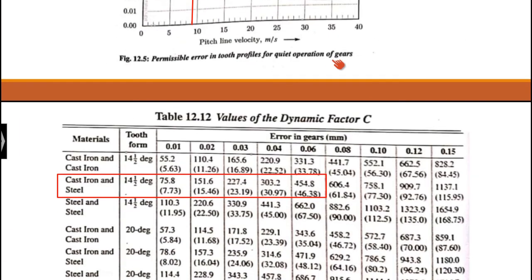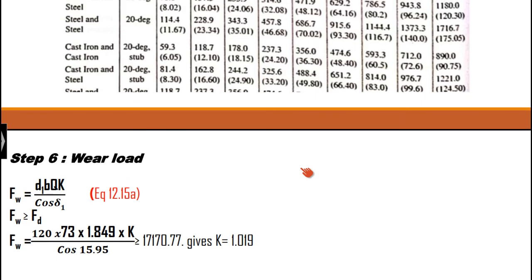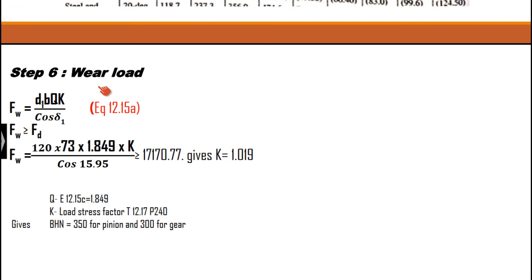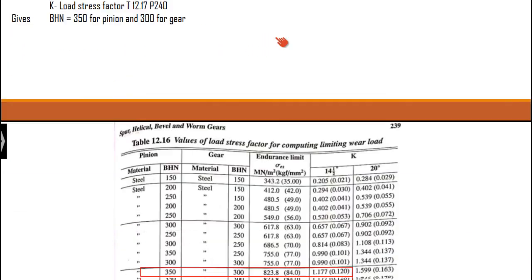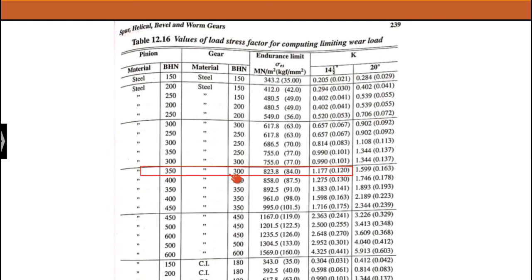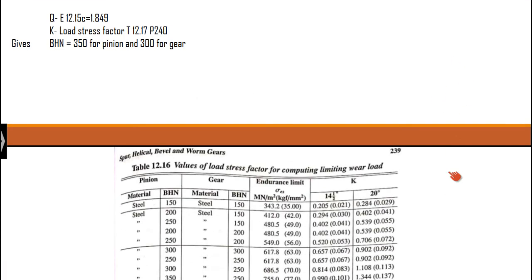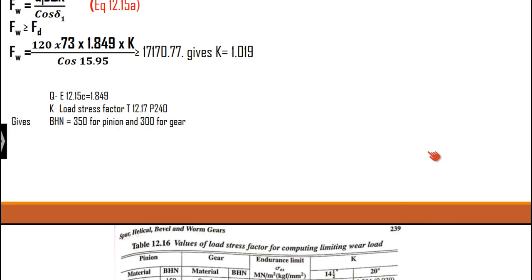This has already been explained in the previous problems, so you can refer to that and you will easily be able to understand. If you still have any doubt, you can contact me or inbox me, and I can clarify the doubt. Finally, upon solving the wear load, the value of Fw should be greater than Fd. Keeping this relation, we find the value of K, which is obtained as 1.019. Based on the value of K, we conclude that the hardness of the gear and pinion should be 350 and 300. This is the way we have to conclude the design.